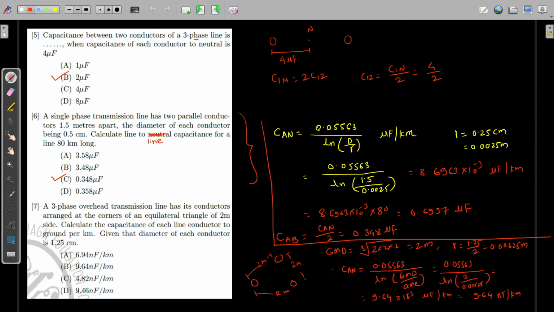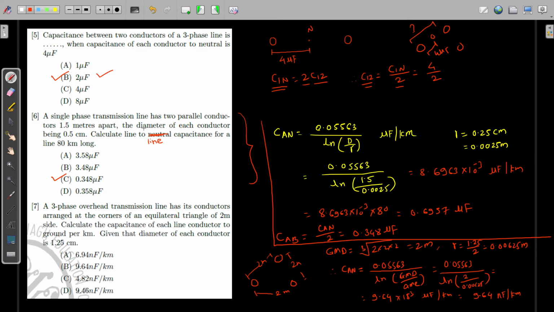The capacitance between two conductors of a three-phase transmission line is dash dash when the capacitance of each conductor to neutral is 4 microfarad. In the three-phase line, the capacitance between the two conductors is to be calculated, but the capacitance between conductor and neutral is given as 4 microfarad. So let conductor number 1 to neutral, C1n, is always equal to twice C12. I want to determine C12, that is between two conductors. So C1n divided by 2, that is 4 by 2, gives you 2 microfarad.